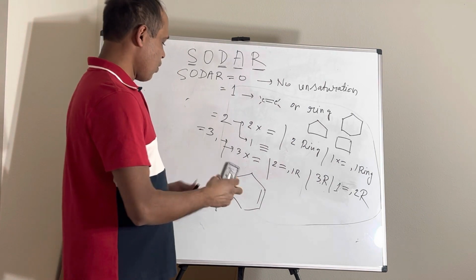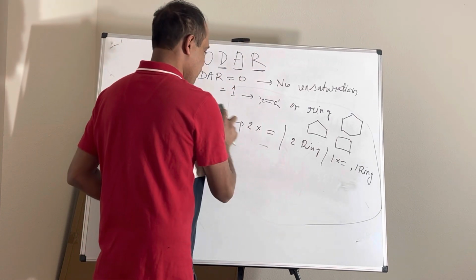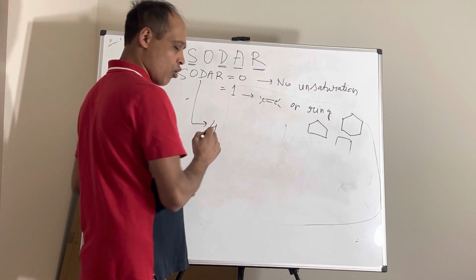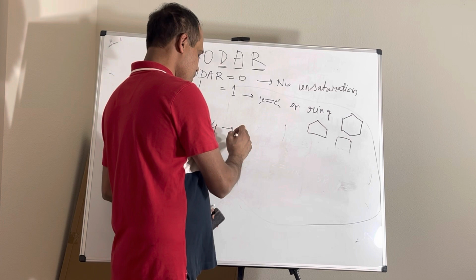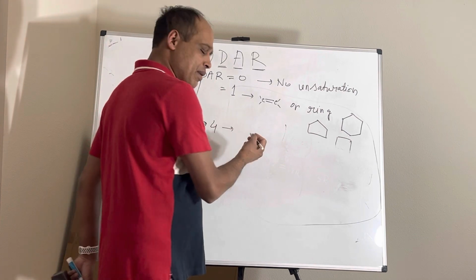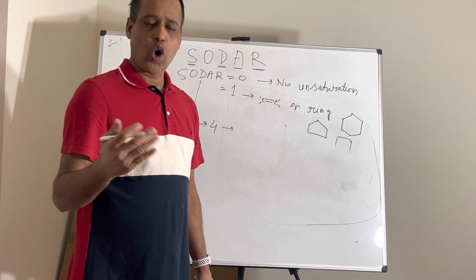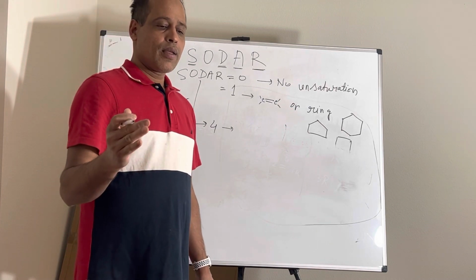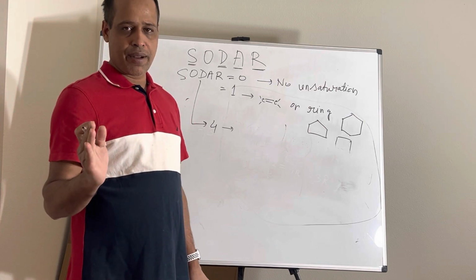Okay? Now, if you have SODAR number 4, that is interesting. In that case, if you have SODAR number 4 or more, the first thing to keep in mind is that you may have an aromatic or benzene ring.